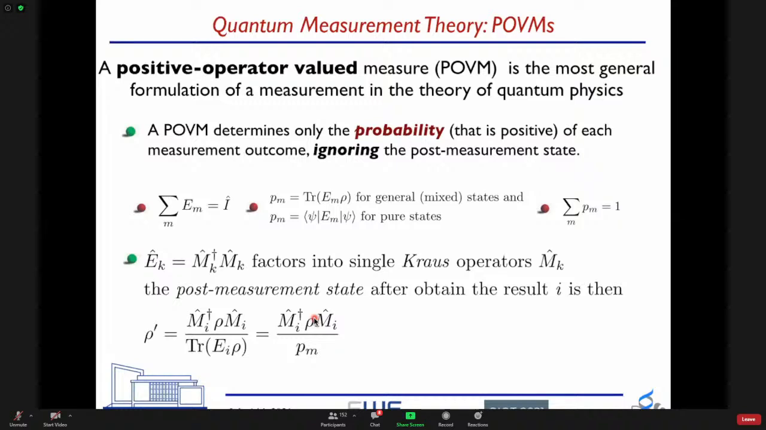And if you compare it to a projective measurement, as we know, if our effect is a projector, then of course we know it's Hermitian and it's idempotent. So in the case of a projective measurement, the Kraus operator and the POVM element are the same, and then it is possible to calculate the post-measurement state. But in the case of a non-projective POVM, you need to know what the Kraus operators look like, and in general, there's an infinite number of decompositions. So that's why you can simply say the POVM only gives you the probability of a certain measurement outcome, but gives you no information about the post-measurement state, or it's ignoring it.